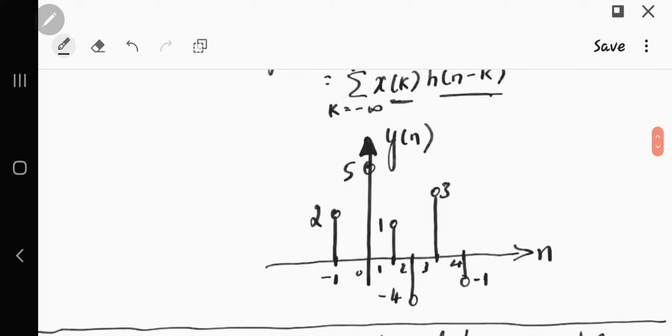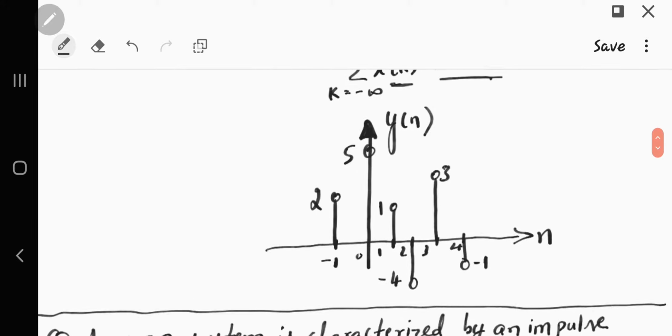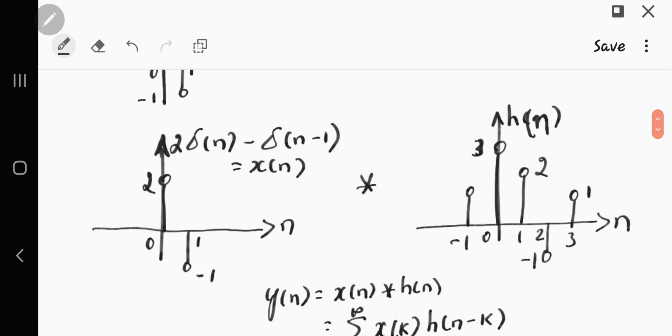Now we'll move on to the next kind of problem, and you can observe both the signals here. They are deterministic signals. That means we have very few samples here. You can see the starting index and end index, which will be a fewer number of samples.